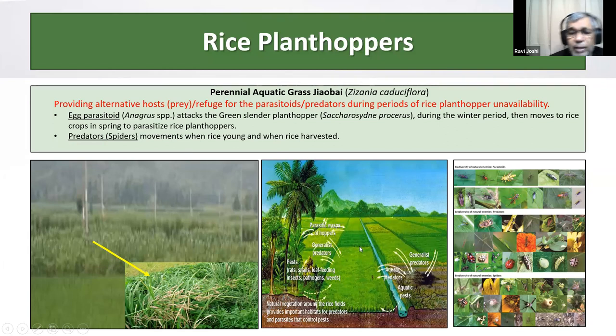So this diagram, the second in the middle, is showing the movement of natural enemies in three habitats. This is a non-rice habitat, the rice habitat, and the aquatic habitat. There is a lot of movement going on, not only during the day but also during the night, because I have seen in my work, in the night, the crickets move from the non-rice areas to the rice areas. And in the daytime, they take shelter in the non-rice habitat.